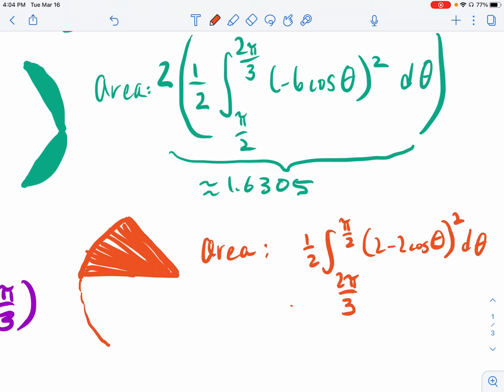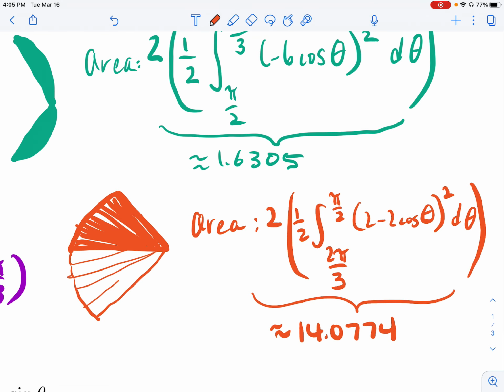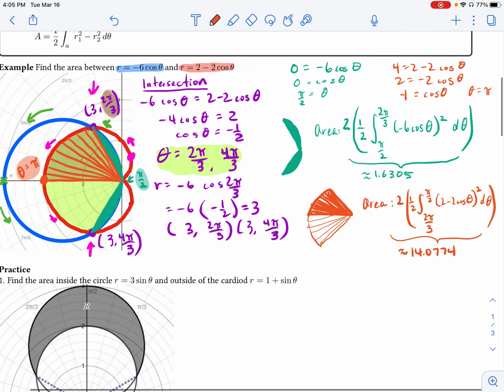But in any sense, remember, this too is symmetric. We also have this region down here that we want to find the area for. And so what we can do, just like we did in the previous part, is to just go ahead and double this. And when we go ahead and calculate that in our calculator, and you could also do this by hand, you should get approximately 14.0774.